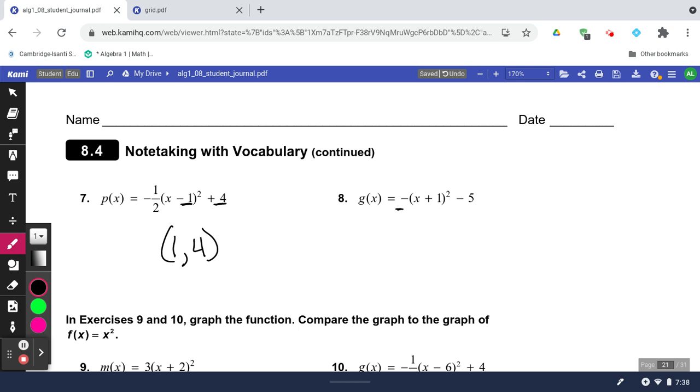Okay, once you do this a couple times, it's really the same process every time. I want to find my vertex. I need my x and my y. My x is in here with the parentheses. Okay, from positive 1 change to negative 1. This stays the same sign. It's still negative 5. All right.